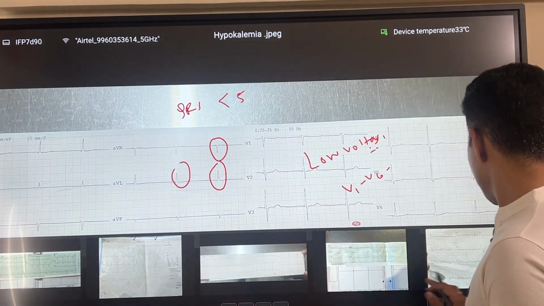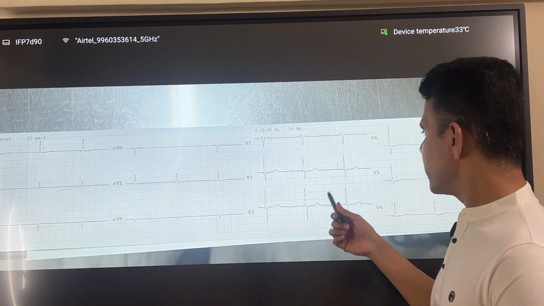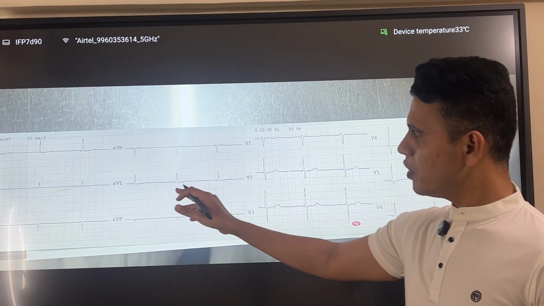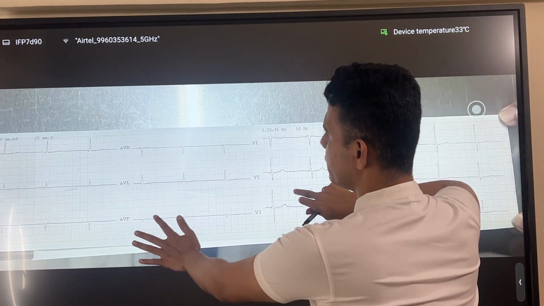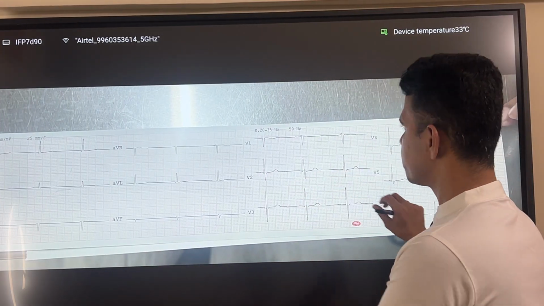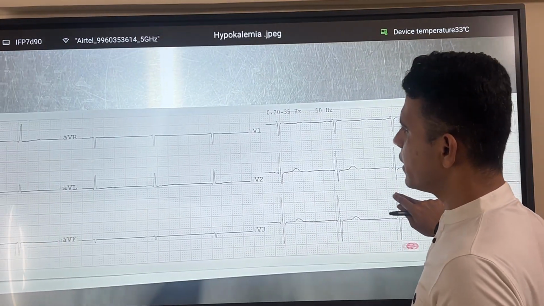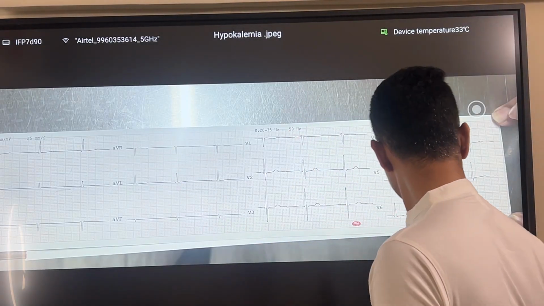So this is not absolutely low voltage, but it is kind of low voltage, as the T waves are very small. You can see the T wave is not there at all. There is no T wave here. If it is there, it is very small. Here the T wave is not there very well. It is very small.